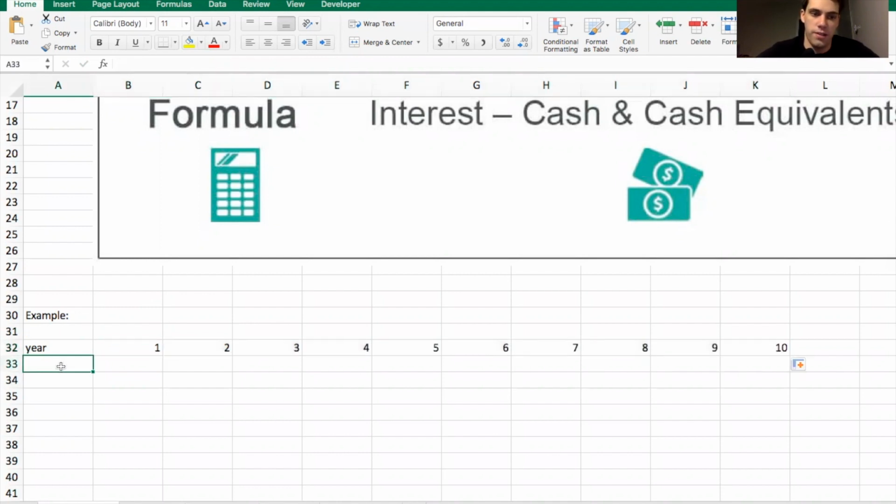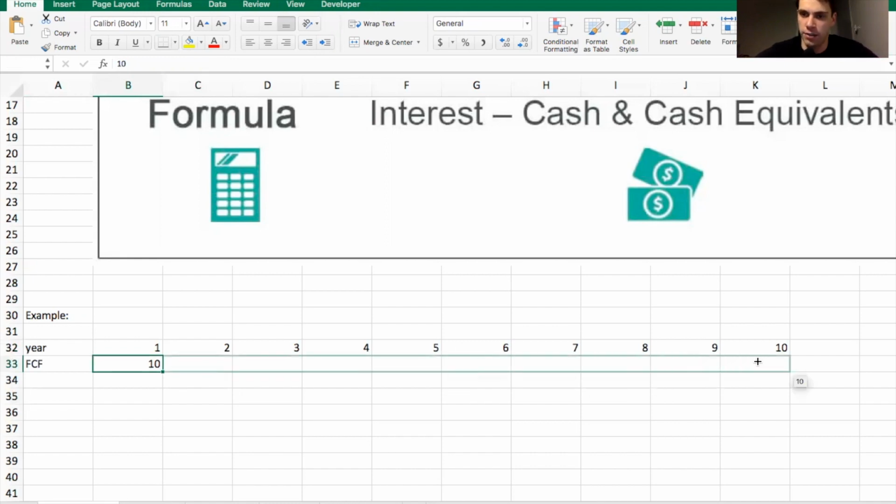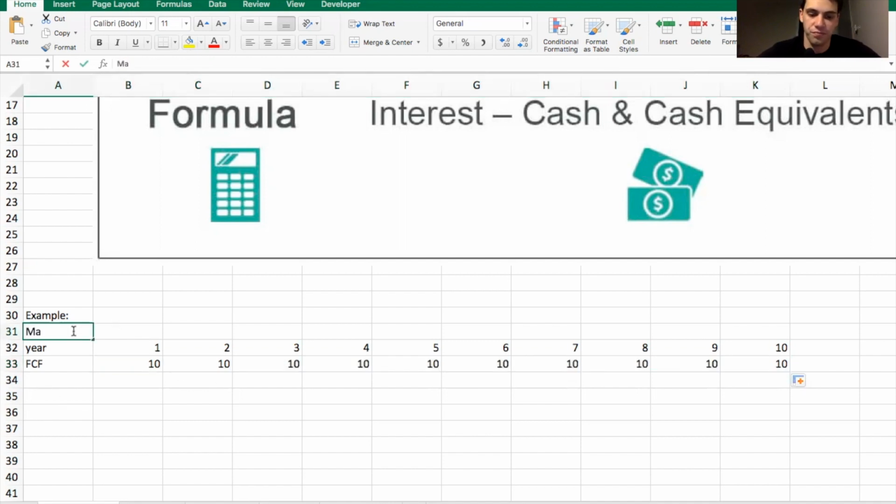So 10 years, and then we'll do FCF, which is free cash flow. Now, later on, I'm going to get into the different types of free cash flow, but let's just assume for the sake of it that this is a debt-free business, no preferred shareholders either. And it's going to generate just $10 in free cash flow every year for the next 10 years. And the market is telling you that it thinks this business is worth $100.